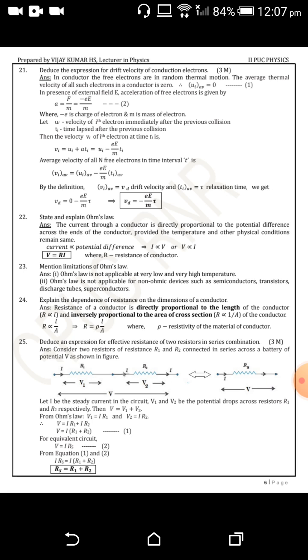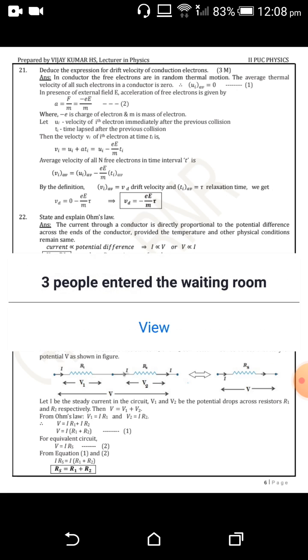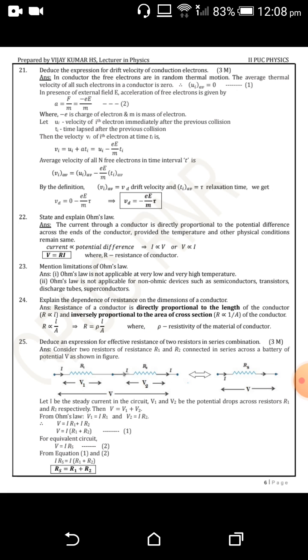You can see there we have considered two resistors R1 and R2 which are connected in series across a battery V. As you know, in the series connection the current remains the same, whereas the potential difference differs across each resistor. So the potential difference across resistor R1 is V1 and across R2 is V2. In the second figure you can see the two resistors are replaced by an equivalent resistor.